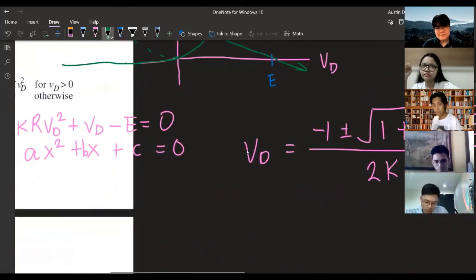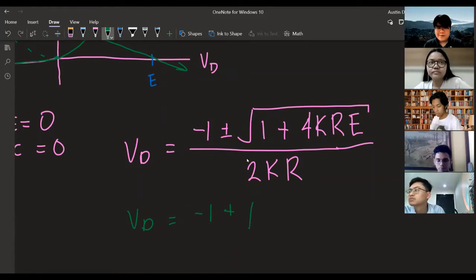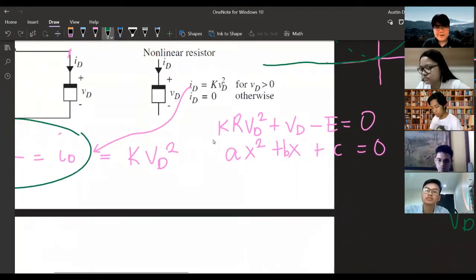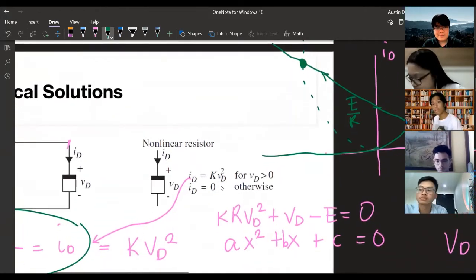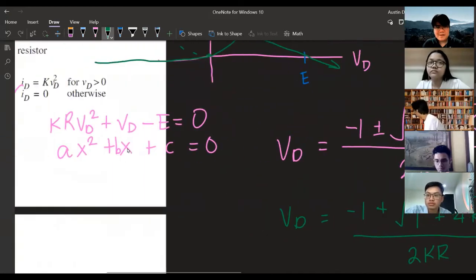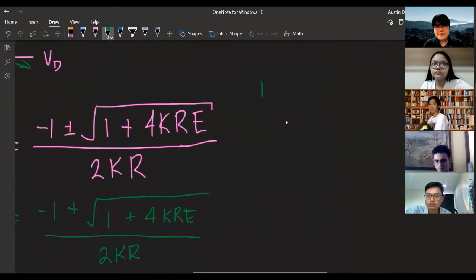Okay? And that tells us that we have VD to be negative 1 plus square root of 1 plus 4KRE over 2KR. And we have solved for the current. We just plug in this VD there. Okay, so i-square mo lang to, pasok mo sa equation na to, you have solved for ID. Okay. VD.